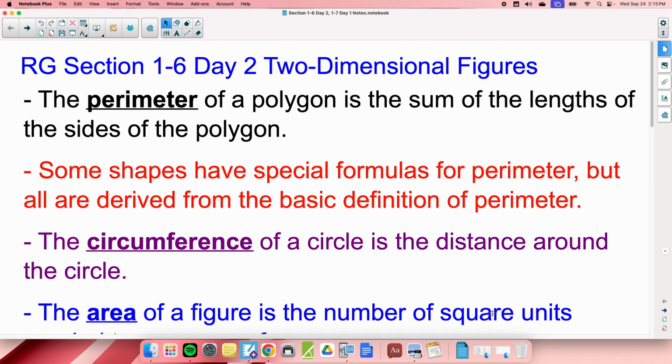Usually they use the word perimeter if you have a polygon. Do you remember we talked about polygons, straight sides, no curves? They use perimeter for polygons and circumference if you have a circle. So the circumference of a circle is just like the perimeter of the circle, the distance around.